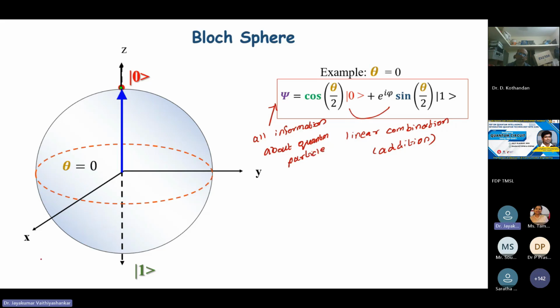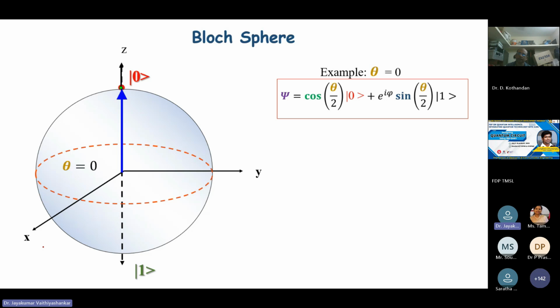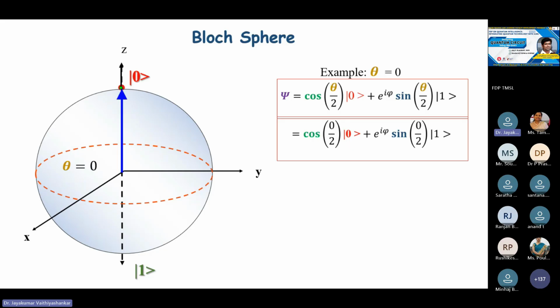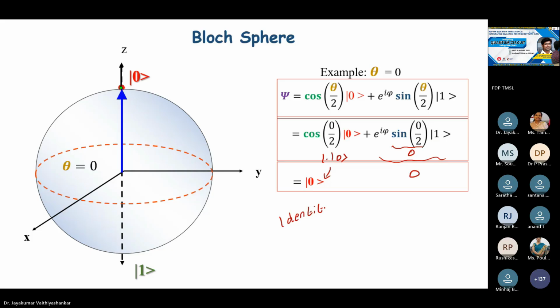So try to understand little by little, then you can have a very good picture of the quantum state. Okay, when you apply theta equal to 0, this will point to the North Pole. Applying it mathematically, cos theta by 2 multiplied with state 0 plus e to the power i psi sine theta by 2 multiplied with state 1, you will get sine 0. This entire component becomes 0, so everything will cancel out. You will only get 1 into state 0, so you'll get only state 0. So this is equivalent to the identity gate.